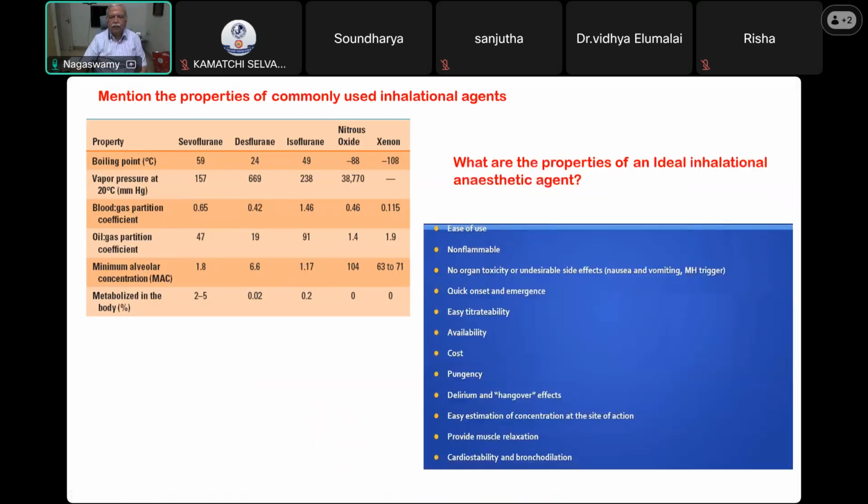Okay. So what are all the properties of an ideal anesthetic agent? Sometimes they may ask you. Ease of use. It should not be flammable. It should not produce any toxicity to the organs, and it should have quicker onset or induction and emergence, easily titratable. It should be easily available. It should be less expensive. It should not have any pungent odor, and there should be no delirium or emergence hangover. Estimation of concentration should be easy, and it should provide muscle relaxation, and cardiovascular stability and bronchodilating properties.